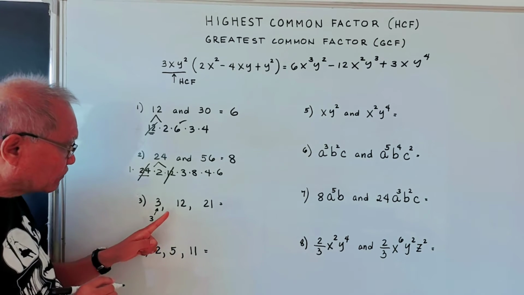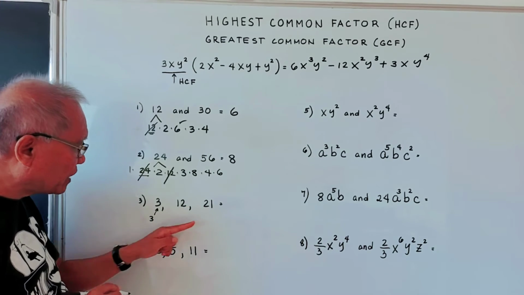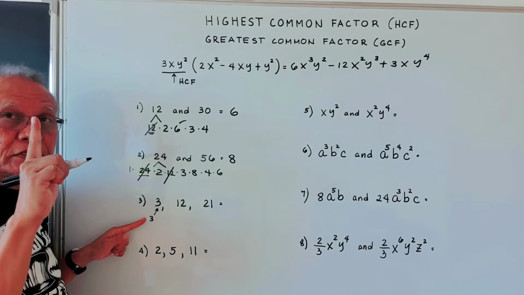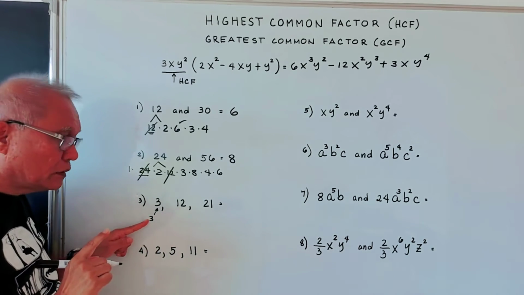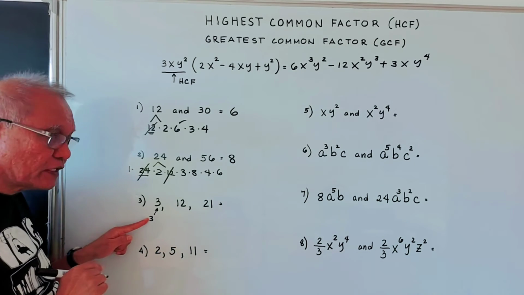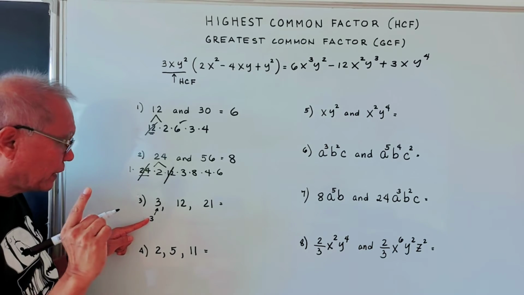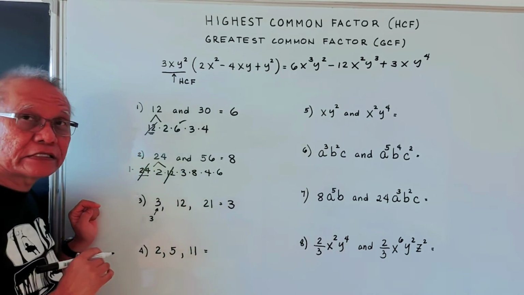Let us divide 12 and 21 by 3. If we cannot divide 12 and 21 by 3, the highest common factor is 1. So 12 over 3, yes, it's 4. 21 divided by 3 is 7. Yes. Therefore, our HCF is 3.